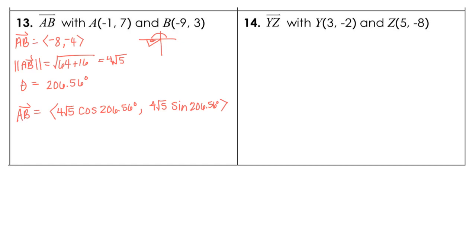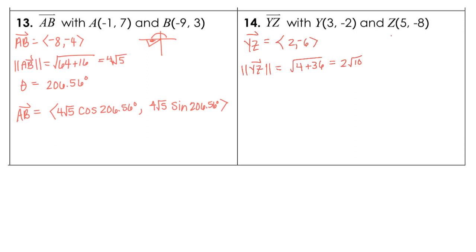All right, so now same process with number 14. The first thing you're going to want to do is find your component form for vector yz. And so that looks like it's going to be 2 comma -6. Then you're going to want your magnitude for yz. And that magnitude is going to be the square root of 4 plus 36. So that's going to give us 2 root 10.